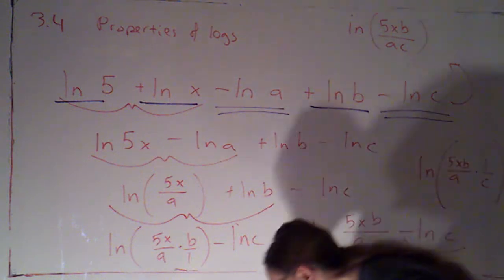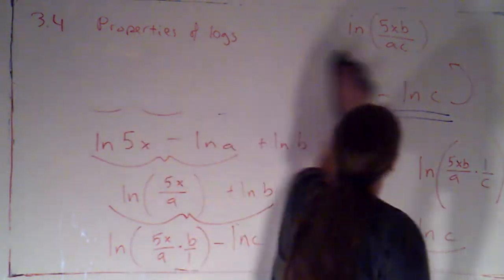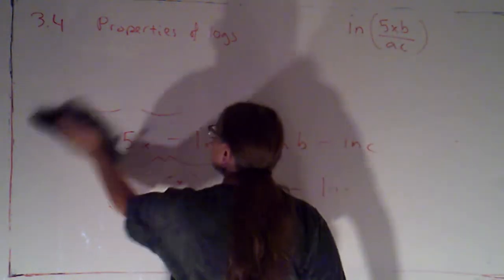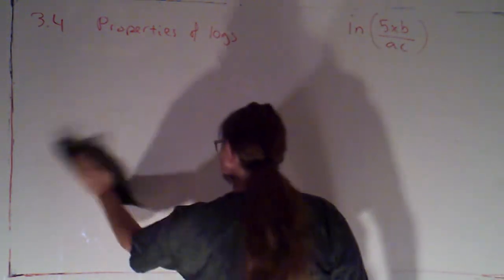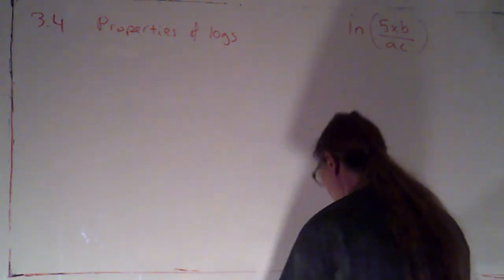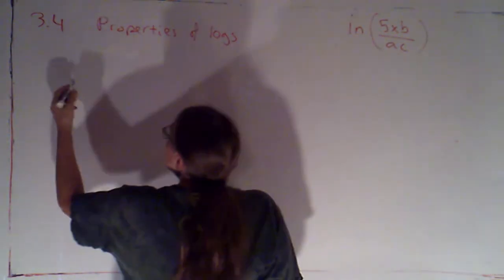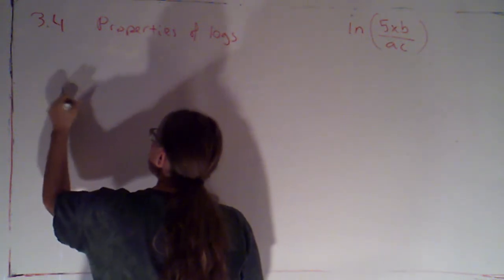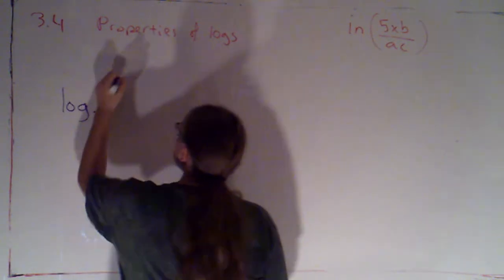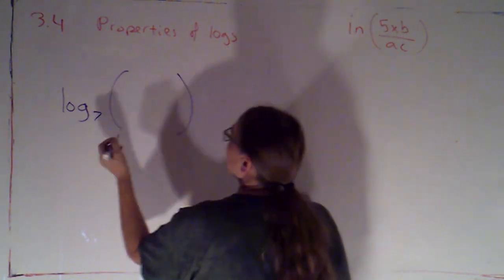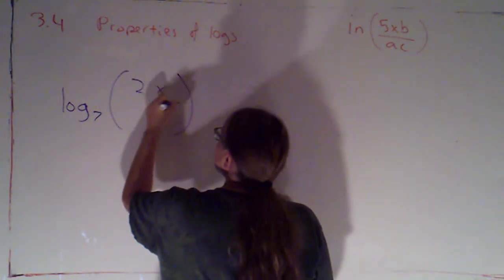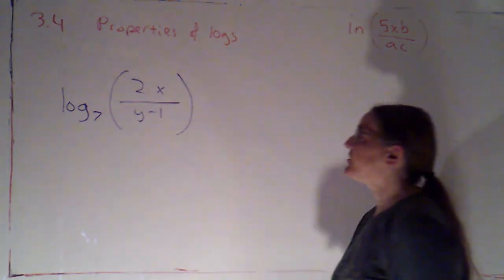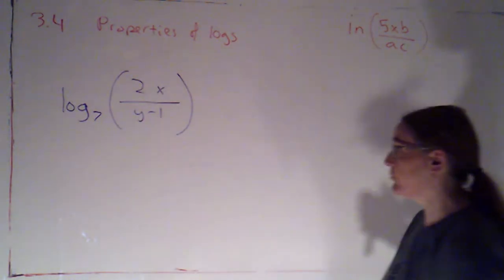Okay, excellent. So let me just give you two of these to practice on, one writing in expanded form and one writing as a single log with coefficient 1. Okay, so let's try this one right in expanded form, the log base 7 of 2x over y minus 1. Write that in expanded form.